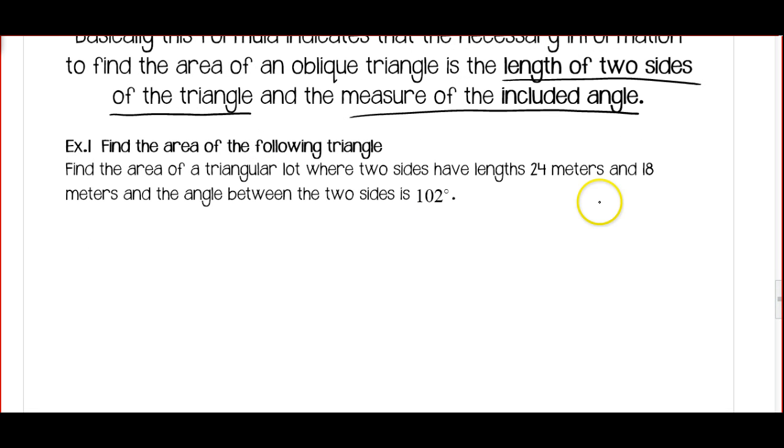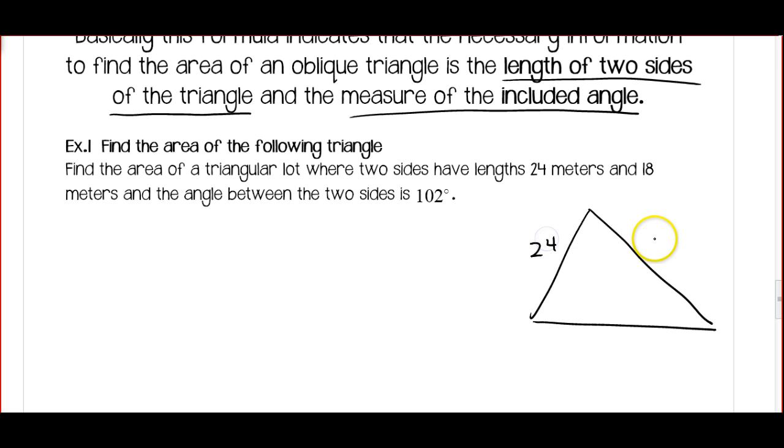So we have a triangular lot, and I've got two sides that are lengths 24 and 18, and the angle between the two sides is 102. So for this example, we have all the information needed to find the area. If I didn't have an included angle, or I needed to find another side, we could use whatever methods we needed to, for example law of sines, to get two sides and the included angle.